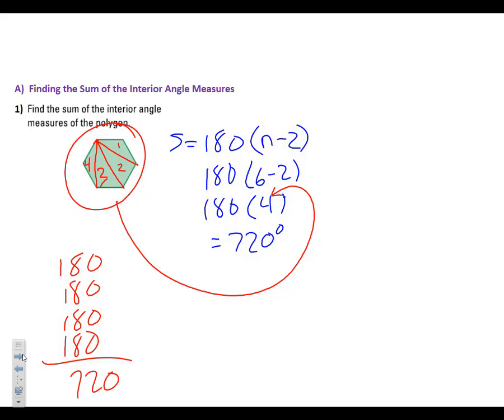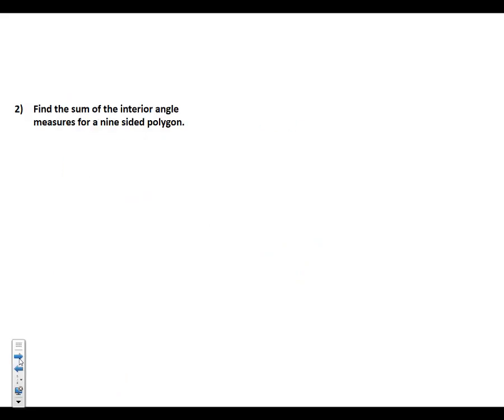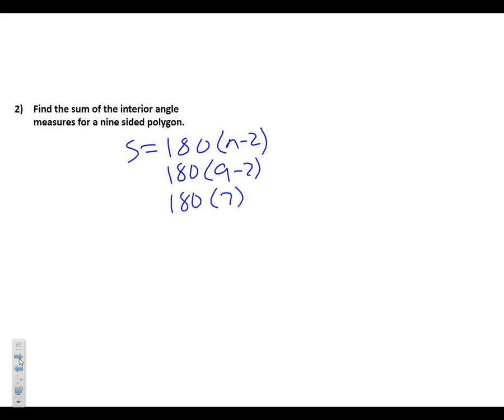So you can always divide a figure up into triangles and use that to find the sum of the interior angle measures. Let's do it one more time, where it says the sum of the interior angle measures for a 9-sided polygon. Well, we don't see it, but we know it's 9-sided, so we use that sum is equal to 180 times n minus 2, which is 180 times 9 minus 2, which is 180 times 7, and 180 times 7 is equal to 1,260 degrees.